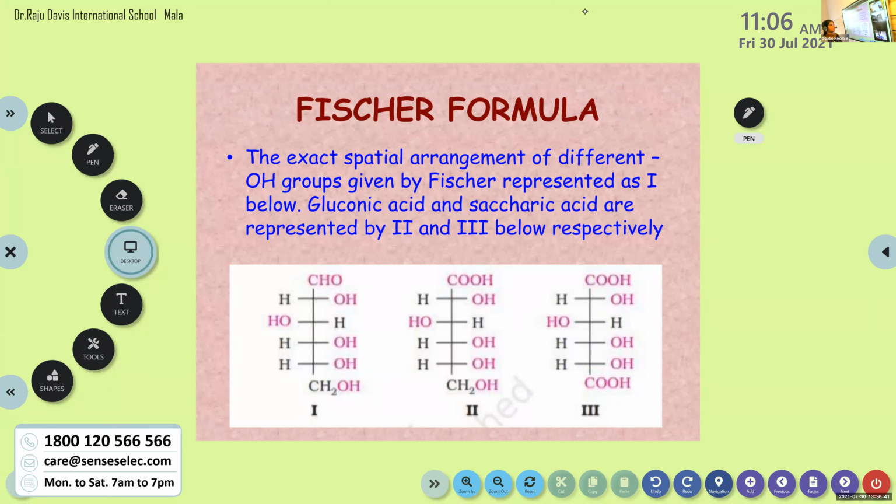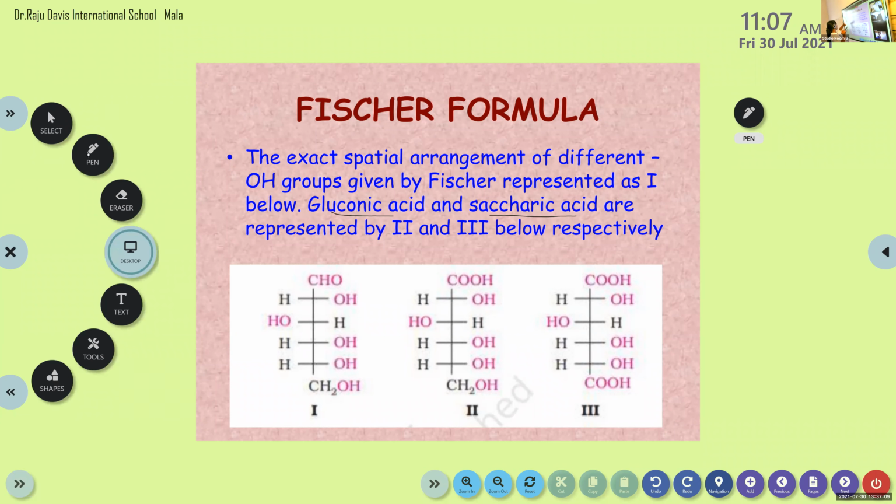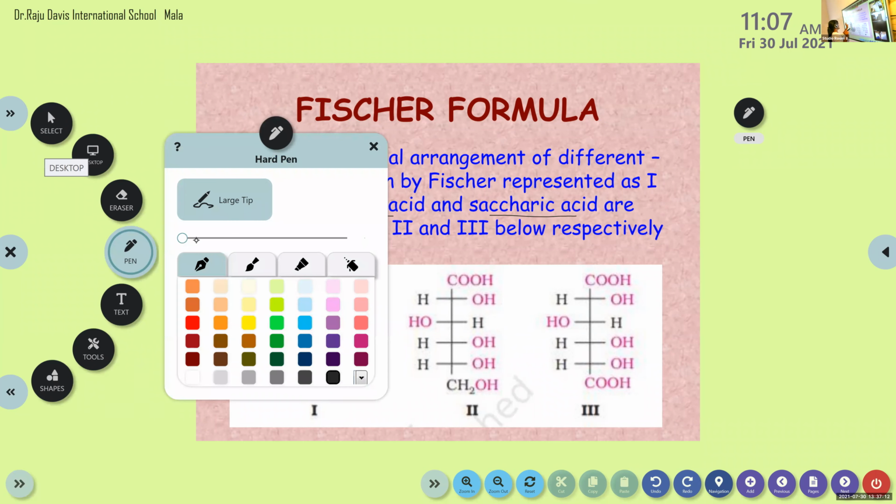We learned certain things about the structure of glucose, right? Through certain evidences from the chemical reactions, we have learned about certain factors about the structure of glucose. So based on all these facts, Fischer formulates the structure or the spatial arrangement of this glucose. And along with the structure of glucose, he also represents the configuration of gluconic acid, saccharic acid, etc.